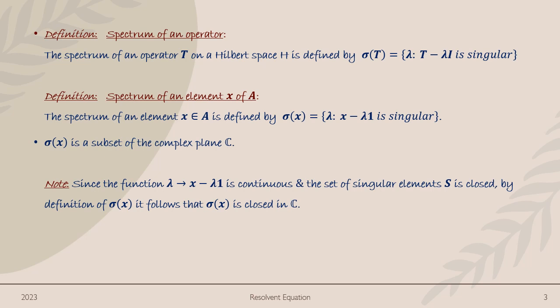Definition. For any operator T belonging to B of H, the spectrum of an operator T, that is sigma of T, is defined to be the set of lambda such that T minus lambda I is singular. In other words, sigma of T equals the set of lambda such that determinant of T minus lambda I equals 0.